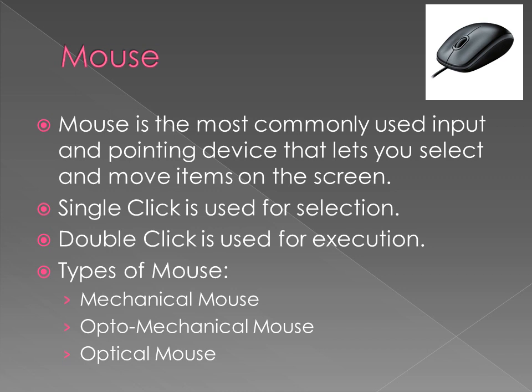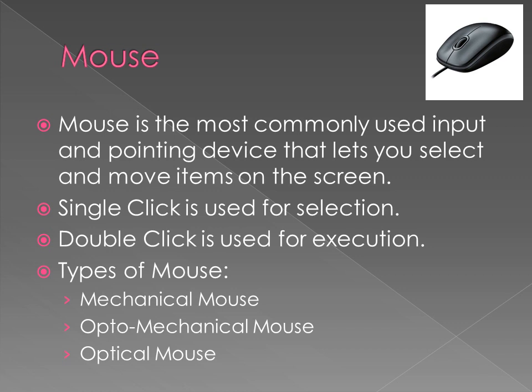Single click on the mouse is used for selection. You can single click and select a particular item from several options. Double click is used for execution. In case you want to launch any application, you can double click on that particular icon.